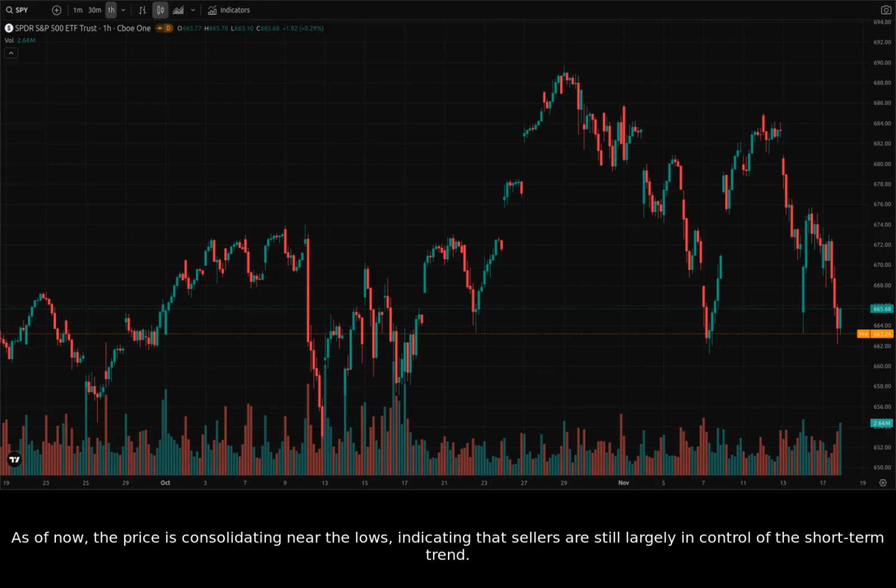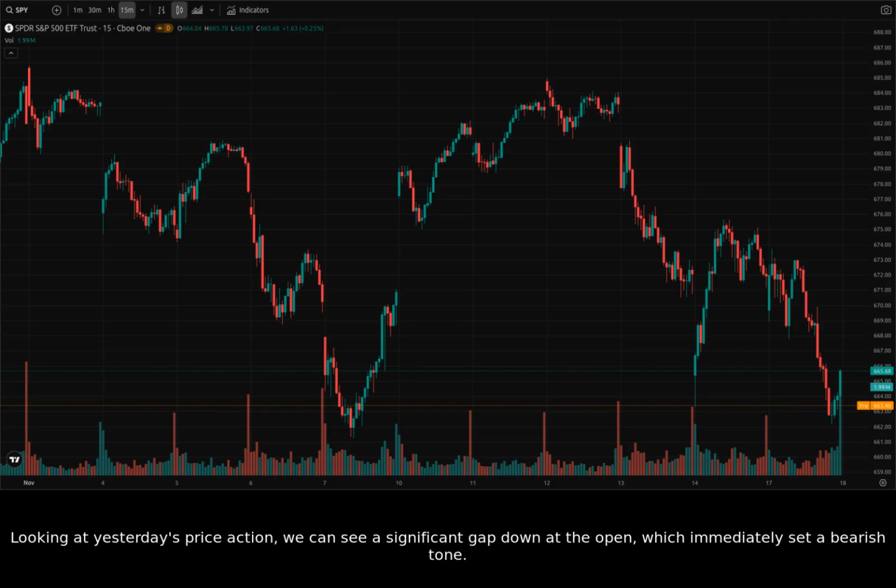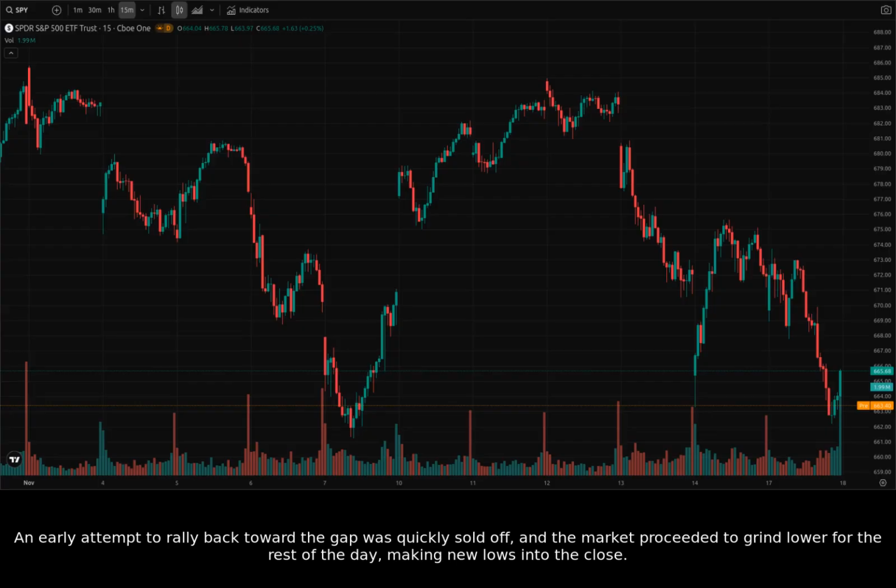short-term trend. Finally, for those focused on intraday moves, let's drill down to the 15-minute chart for the last couple of trading sessions. Looking at yesterday's price action, we can see a significant gap down at the open, which immediately set a bearish tone. An early attempt to rally back toward the gap was quickly sold off, and the market proceeded to grind lower for the rest of the day, making new lows into the close.